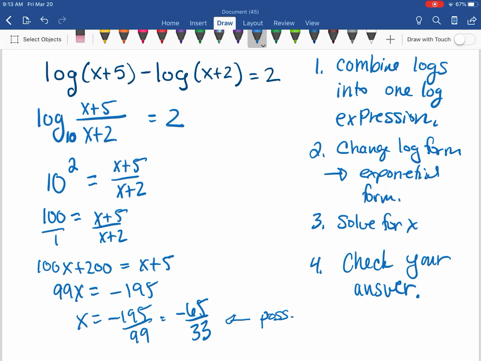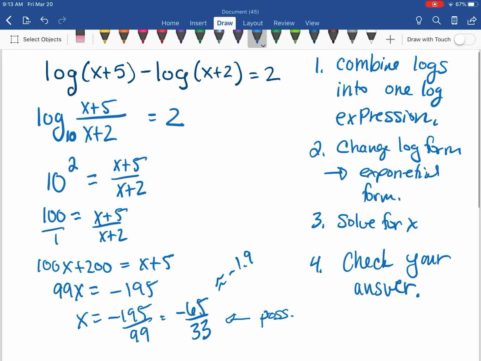So if I plug in approximately negative 1.97 for x, that's not going to create a problem for me as far as taking the log of a negative number. And it's definitely not going to cause me to take the log of 0. And then you can actually plug it in to make sure that it works, like the whole thing, and plug in negative 65 over 33 into the original equation and make sure you get 2. Just make sure you use the common log on your calculator to do that. So this would be our final answer if we want it in exact form. As an approximation, we can say that it's about negative 1.97.